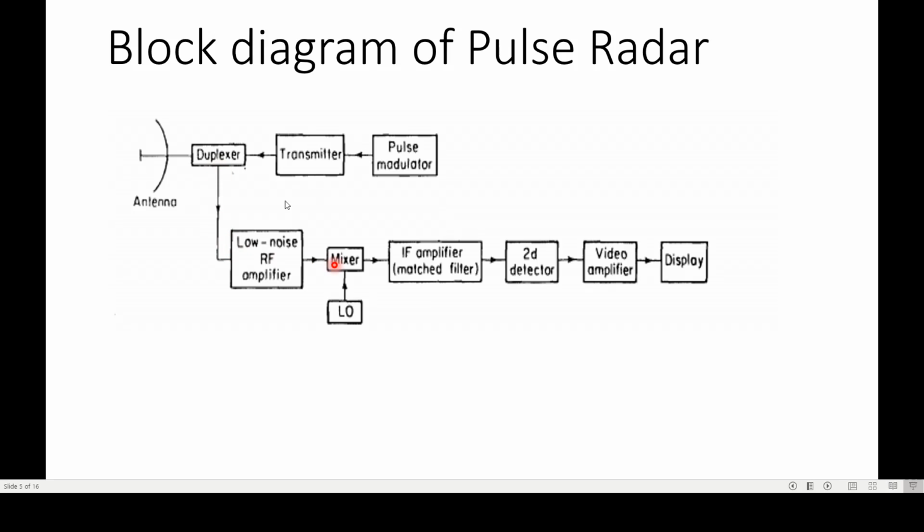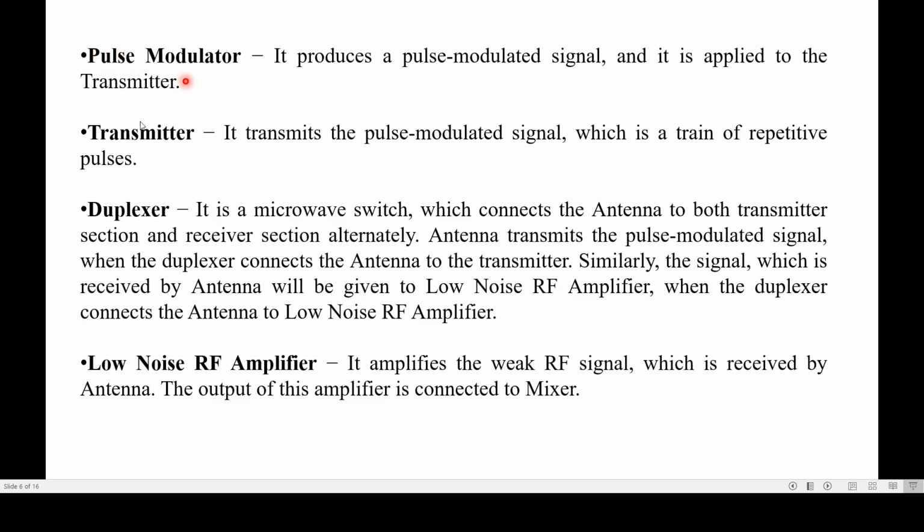This mixing is known as superheterodyne. This is nothing but a superheterodyne receiver. Now, again, each and every section is mentioned here. A pulse modulator produces a pulse modulated signal and it is applied to the transmitter.